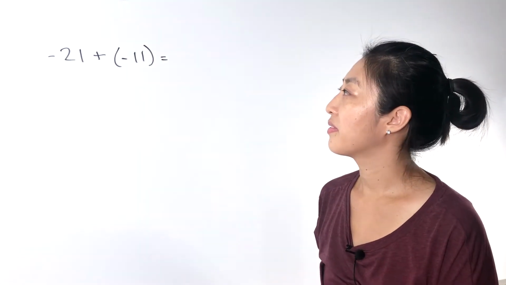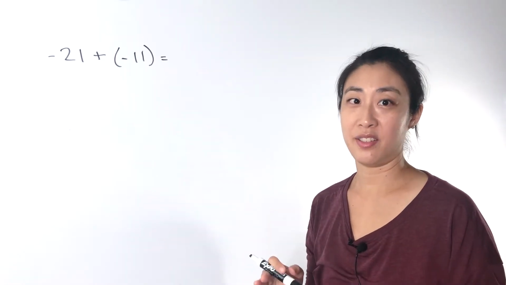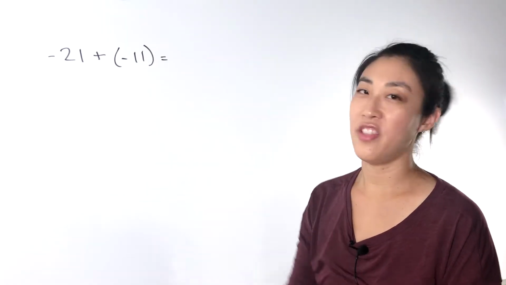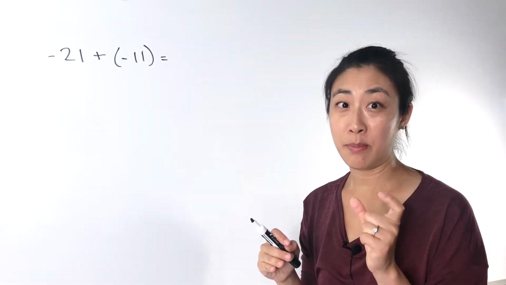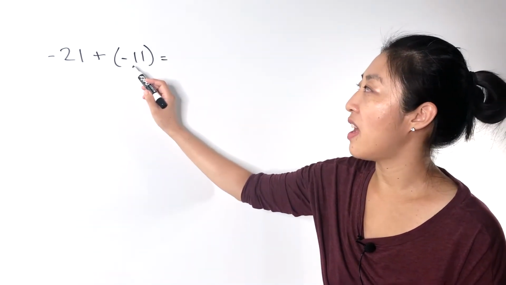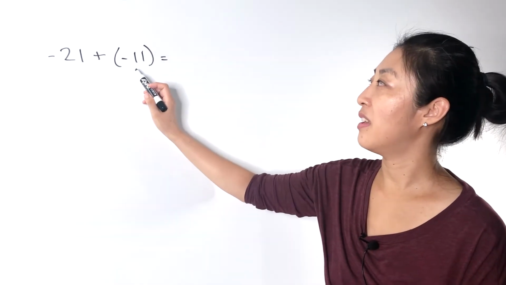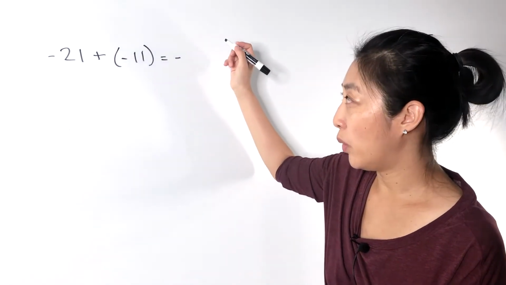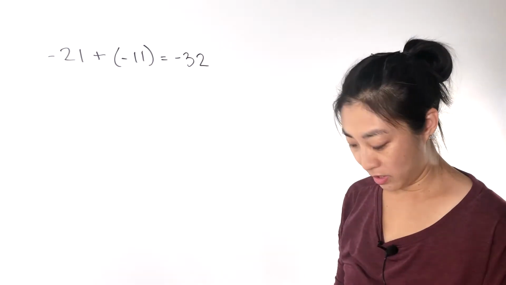Here's a simple way that you can do it. You have to look at the sign. If the signs are the same, you add the two numbers together and then you keep the sign. So we have negative 21 and then we have negative 11. The signs are the same. So you just add them and you keep it negative. So 21 plus 11 is 32. So the answer is negative 32.